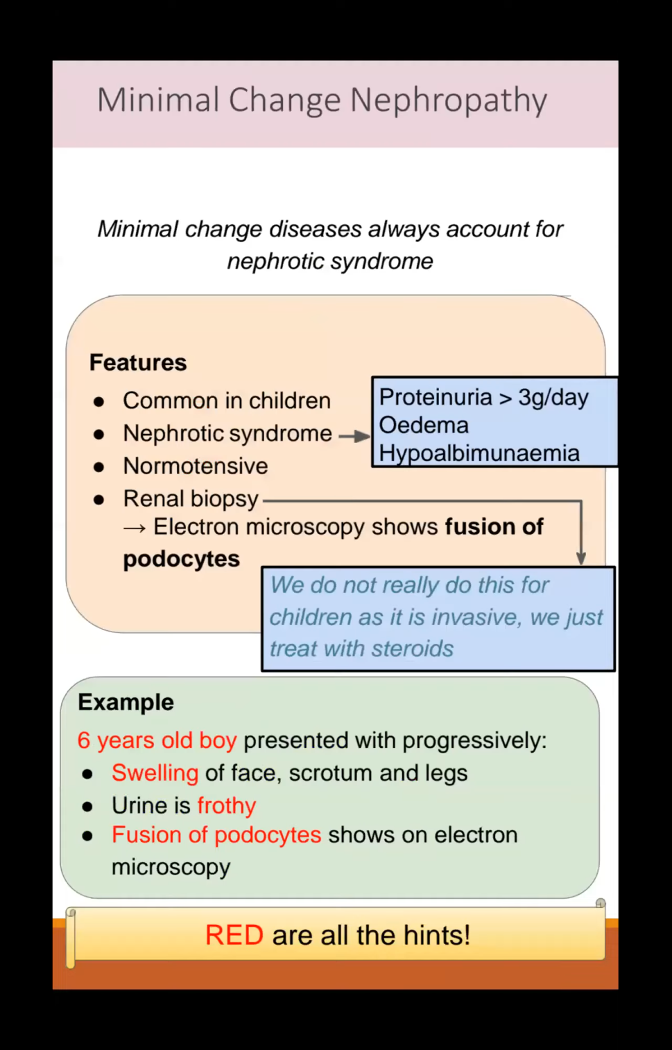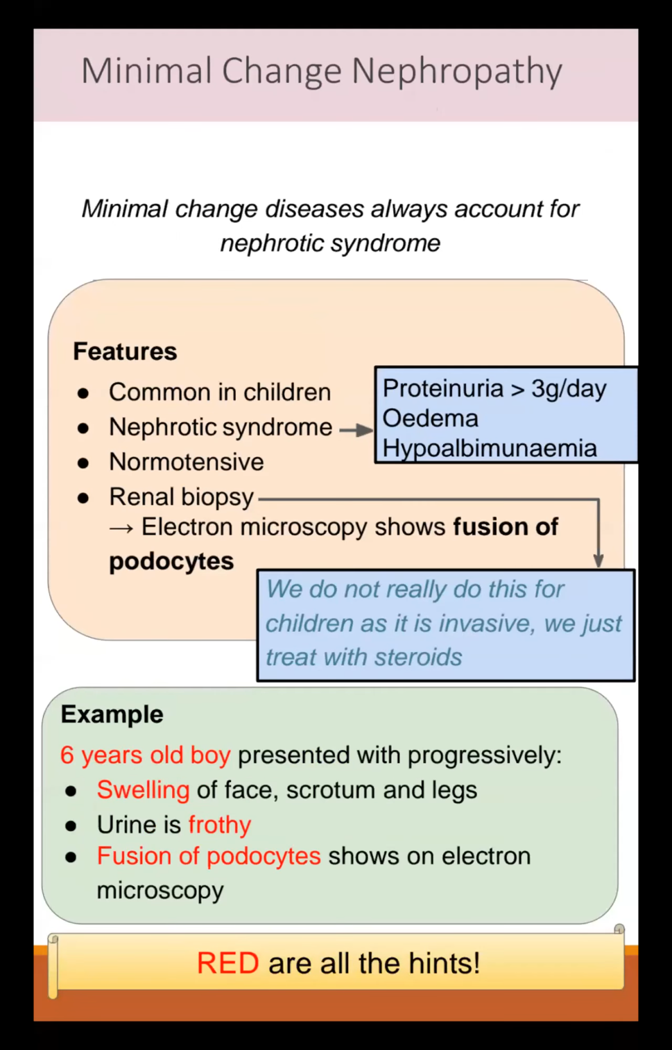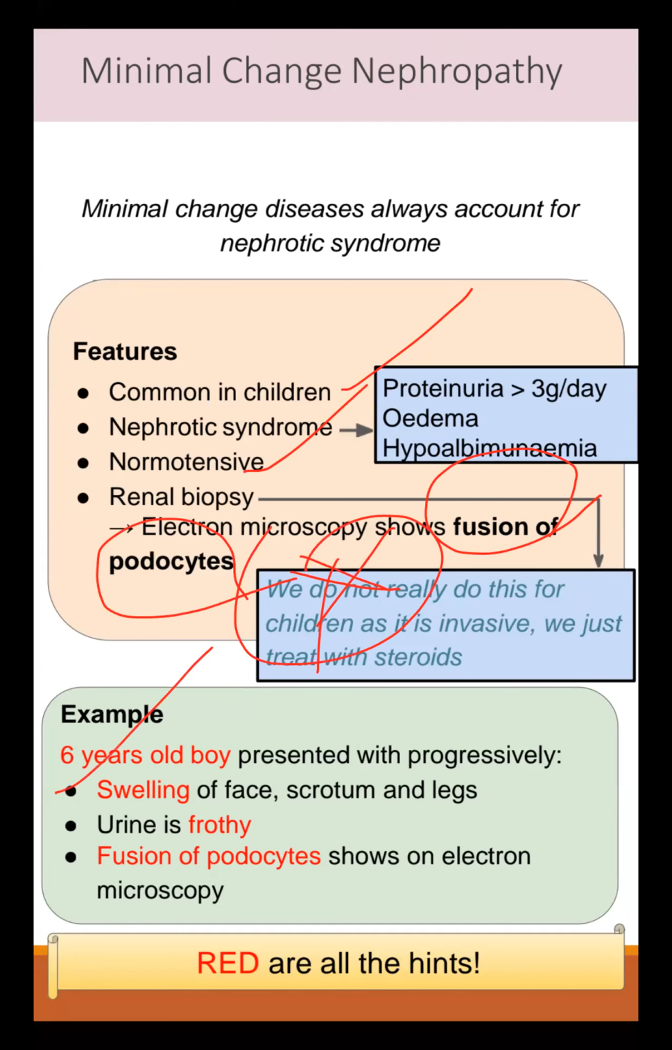Minimal change nephropathy, my dear candidates, remember: common in children, proteinuria more than 3 gram, edema, hypoalbuminemia, normotensive, renal biopsy showed fusion of podocytes. Exam question: fusion of podocytes, minimal change, this is an exam question. 6-year-old boy, swelling of the face, frothy urine, fusion of podocytes. So what is the diagnosis? Diagnosis is minimal change nephropathy.